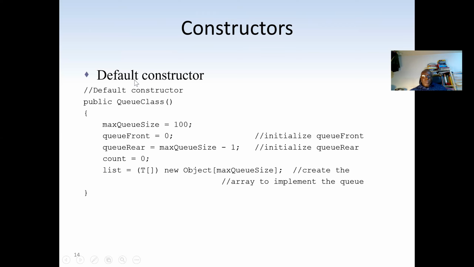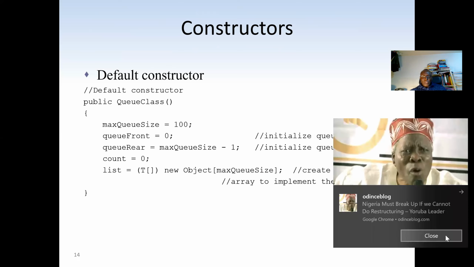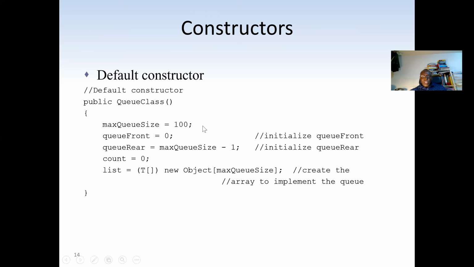The first code we will go through is the default constructor. As we know, a constructor is a special method that, anytime we create an object, will initialize the instance variables and give them values. So what we're saying here is that when we call this constructor, it's going to create a new queue object, and we specify that our queue size should be 100.